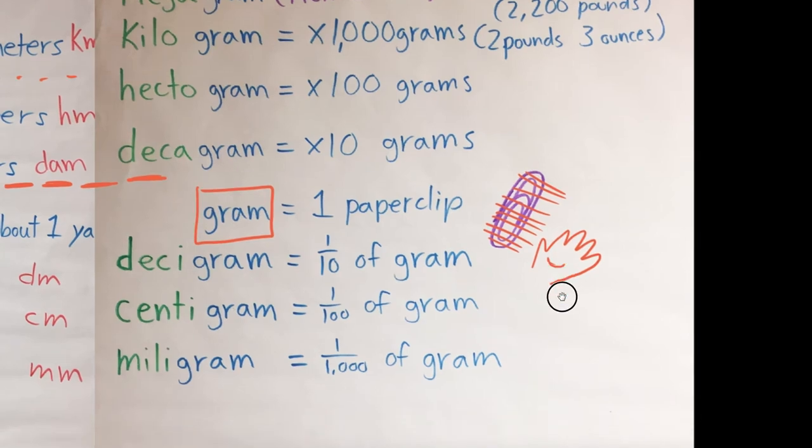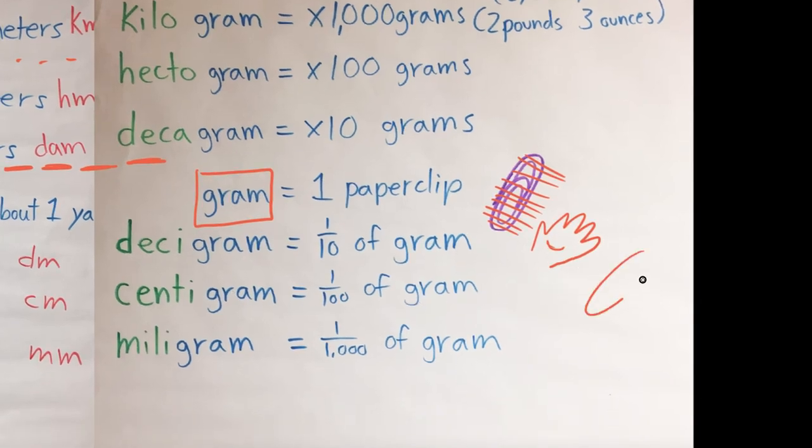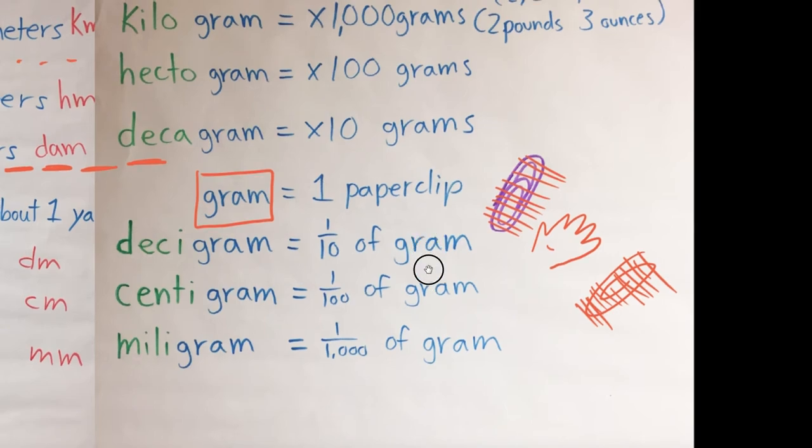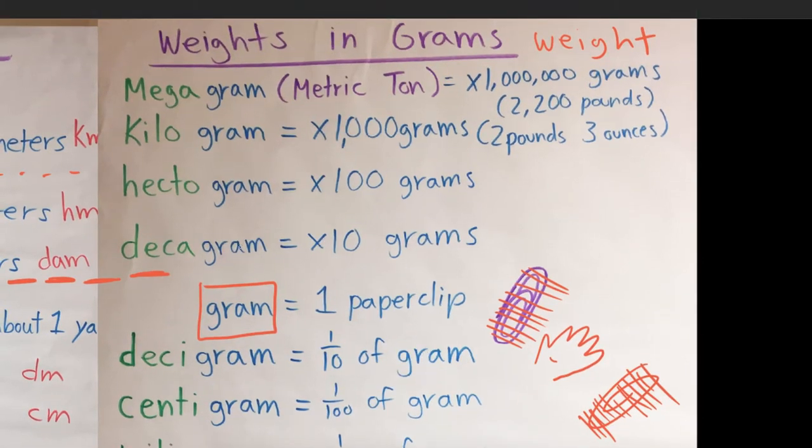Same thing for centigram. So this time I'm breaking up my paperclip into 100 pieces. Now I'm feeling an even smaller piece in my hand. So whatever that measurement feels like, that's 1/100th of a gram. Decagram, same thing. Deca means times 10, so 10 paper clips. 5, 6, 7, 8, 9, 10. So if I weigh these 10 paper clips, that will equal 1 decagram, and so on and so on.